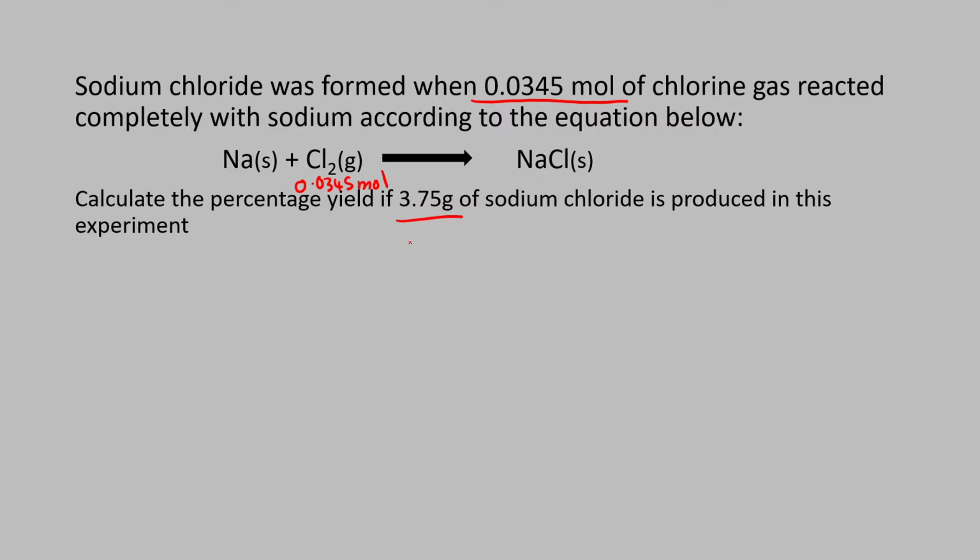First things first, don't straight away do anything, make sure the equation is balanced. So if you look, sodium: one on the left, and one on the right. Chlorine: two on the left, one on the right. So multiply the side that is less, so we multiply by 2. Now sodium has 2 while this has 1, so we multiply again. Then check again, and it is balanced. Nice. Now calculate the percentage yield if 3.75 grams of sodium chloride is produced.